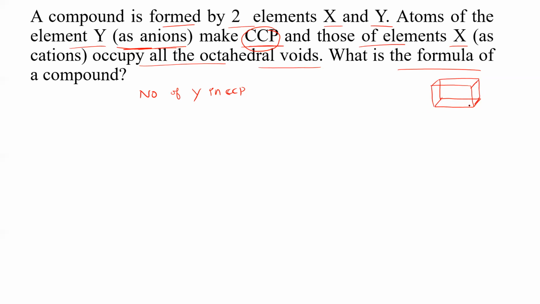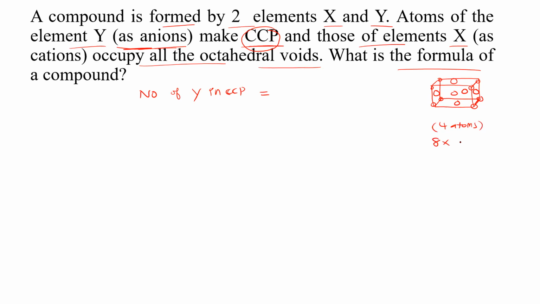Okay. So corner atoms, how many corner atoms? 8 corner atoms are there. And 6 face-centered atoms. 1, 2, 3, 4, back of this, front of this. So what about the number of atoms of Y in CCP? 4 atoms. Am I right? How can we calculate?